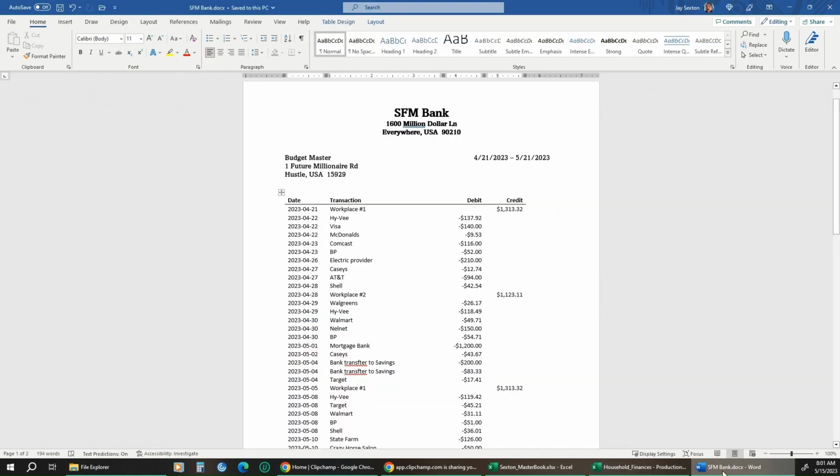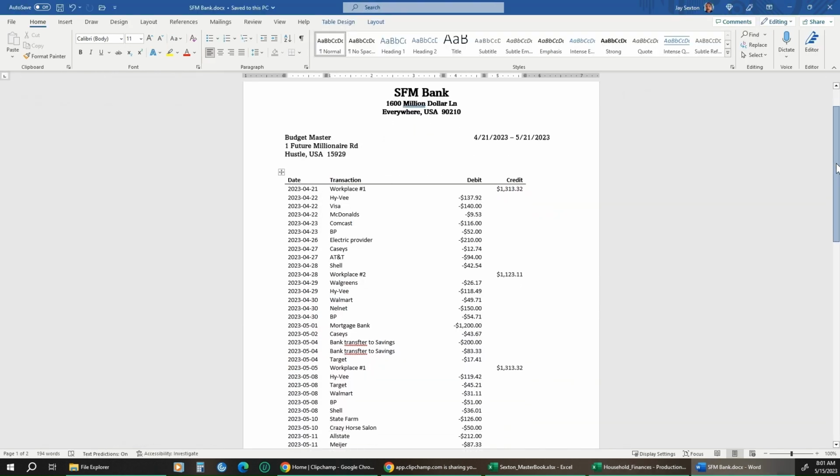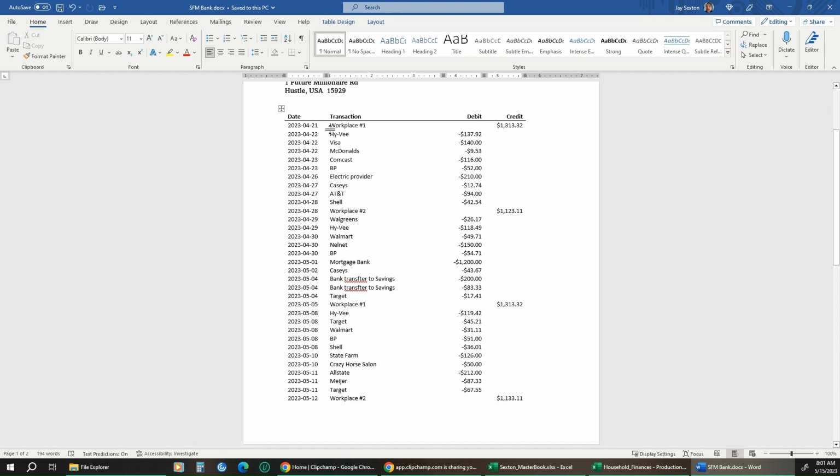So let's see what we have to get started here. The first transaction we have, and of course these will indicate the name of your workplace or something else. I just tried to make it match a little bit in our budget so it's easier to look at.